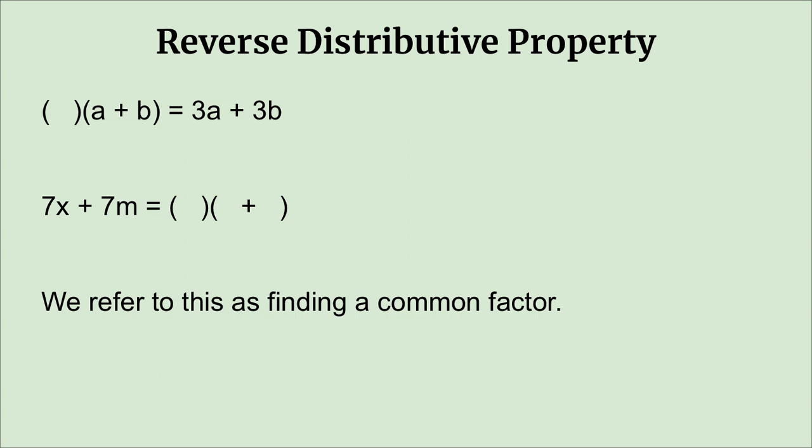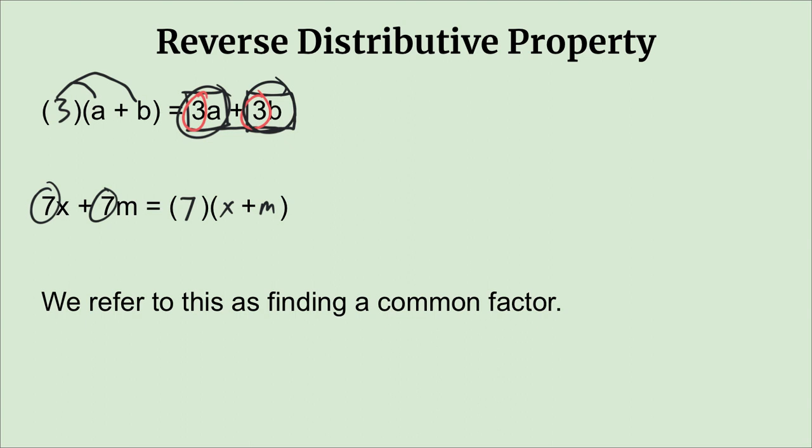So now that we've gone over the distributive property, we also have what's called the reverse distributive property, which is just going backwards. So you look, what do these two terms have in common? The 3a and the 3b, well, they both have a 3 in common here. So that means out front there was a 3. If you reverse that again, 3 times a is 3a, 3 times b is 3b. For the second example here, we see that we have 7x plus 7m. Well, those two terms both share a 7 in common, so the 7 comes out of the parentheses, and then we're left with an x plus m on the inside.